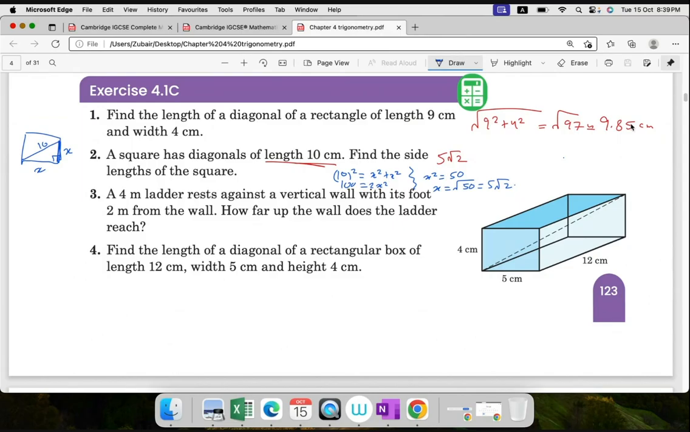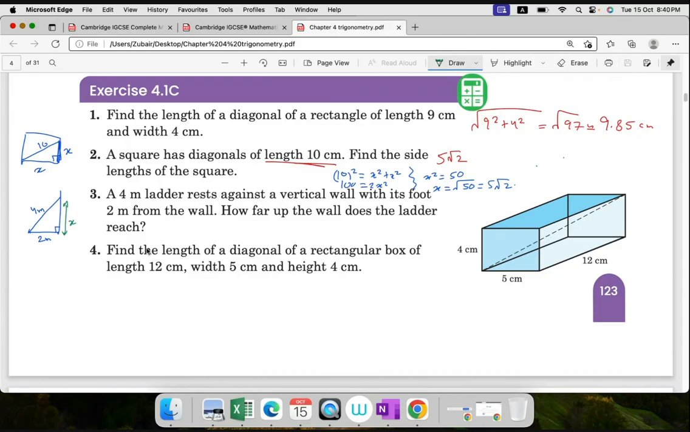Number 3. A 4-meter ladder rests against a vertical wall with its foot 2 meters from the wall. So this is the wall, that's the ladder which is 4 meters, and it is 2 meters away from the wall. And this must be 90 degrees. How far up the wall does the ladder reach? So this is unknown.